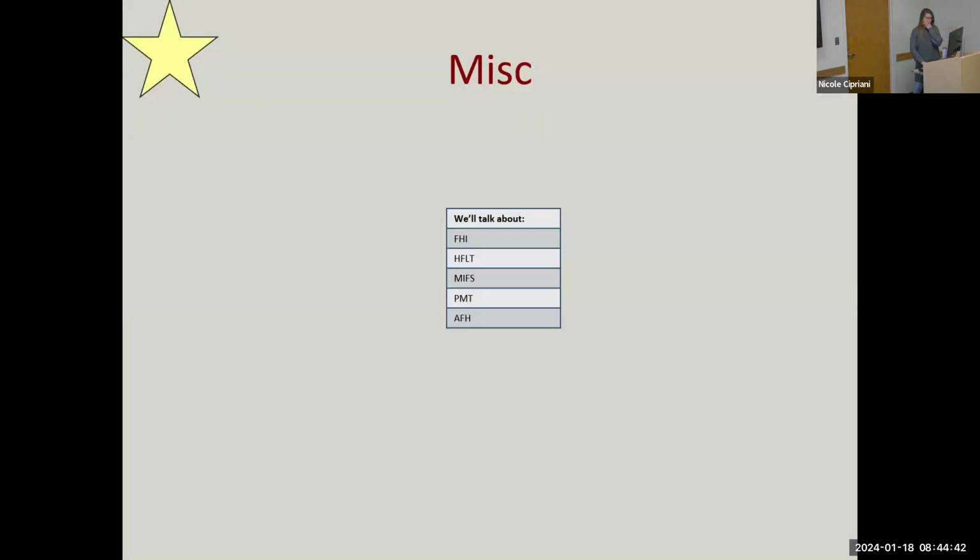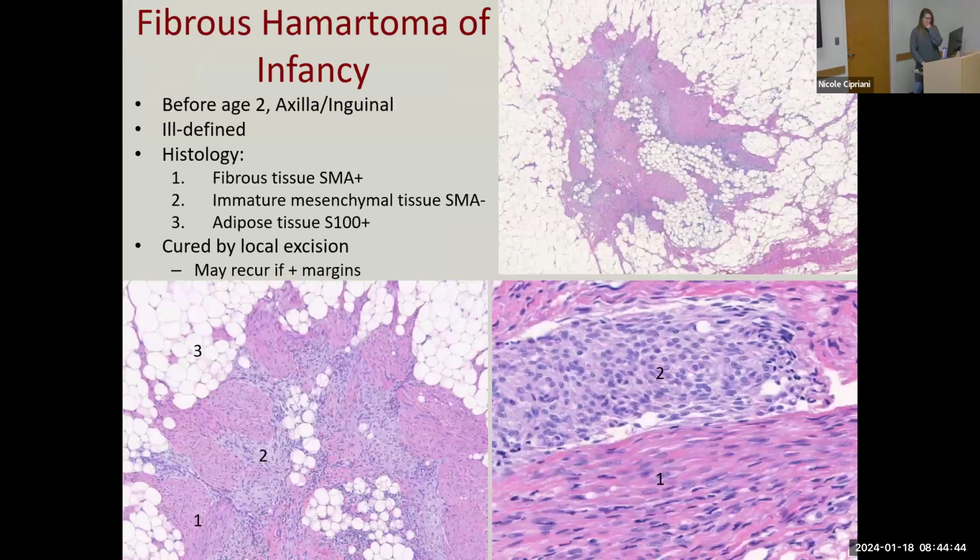Okay, so this is our grab bag of sorts that continues on a similar spectrum of fibroblastic things, since we're on the topic. So, fibrous hamartoma of infancy. This is also one that I think the boards may like to ask you about, because it's very characteristic.